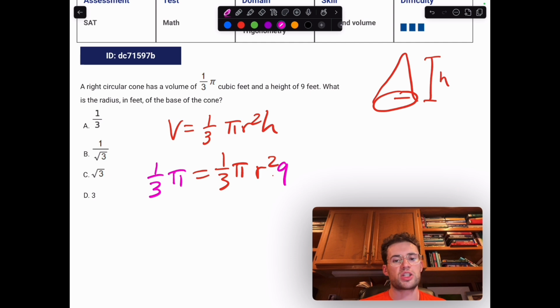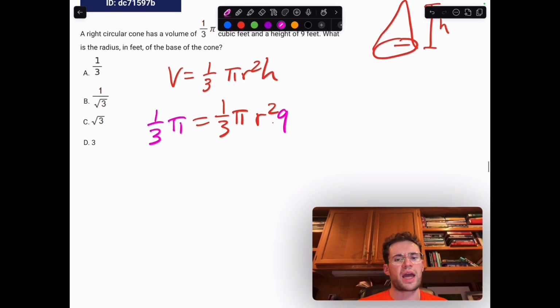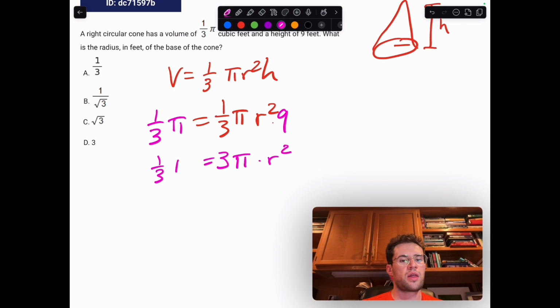So let's start by getting the radius squared alone. So 1/3 times 9 is just going to leave us with 3. So if we simplify this side, it's 3 pi times the radius squared. That's equal to 1/3 pi. And now if we want to get the radius squared alone, we could divide both sides by 3 pi.